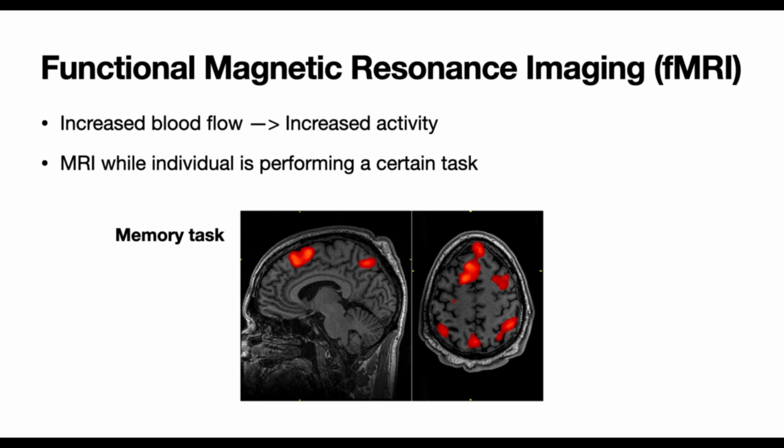So here I've put an example from a paper in which the research participants were performing a memory task while in an fMRI machine, and we can see the red areas are basically the ones that are activated or have increased blood flow, and they are spread out through different parts of the brain which are known to be involved in memory.